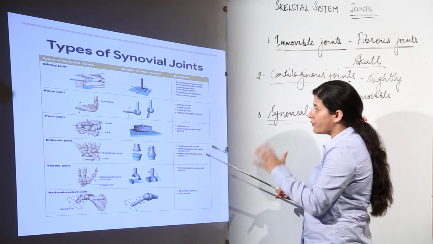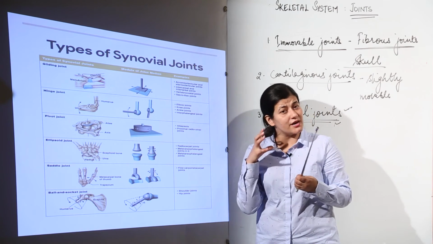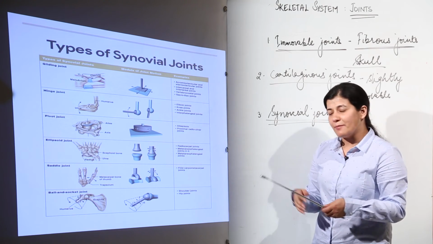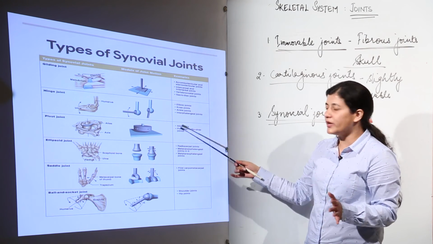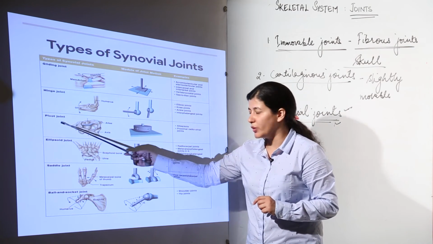I would request you not to get confused with those in the hands, because there are many bones, there are many types of joints. So, it is better to take the gross example, that is elbow joint, knee joint and ankle joints. Now, this third one is a pivot joint.